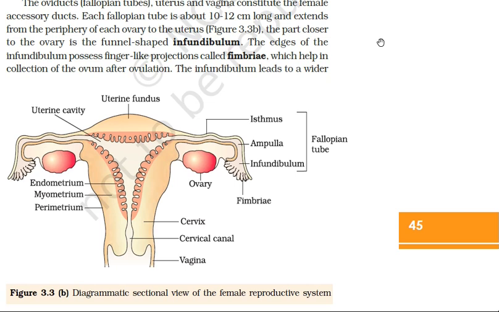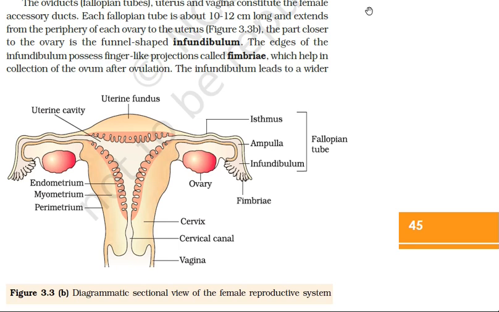Endometrium has main function as it undergoes cyclic changes during menstrual cycle or the reproductive cycle at the age of puberty in females. I repeat, the endometrium undergoes cyclic changes during menstrual cycle, while the myometrium undergoes strong contractions during the delivery of the baby.